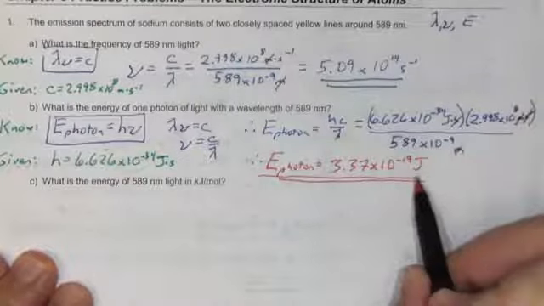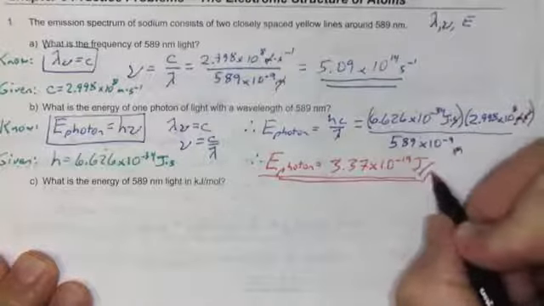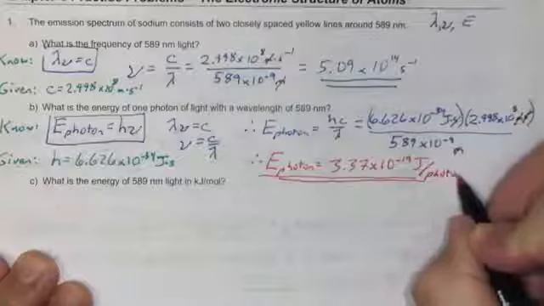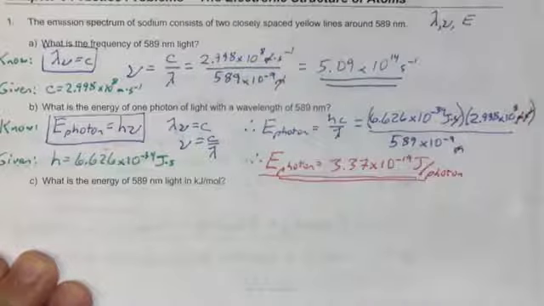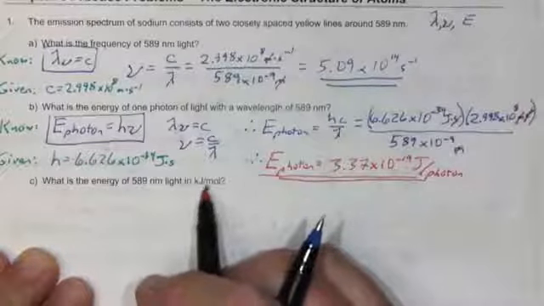Now, this is the energy of a single photon. In fact, we can write this as joules per photon. This is the energy of one photon of light with the wavelength of 589 nanometers. So what is the energy in kilojoules per mole?